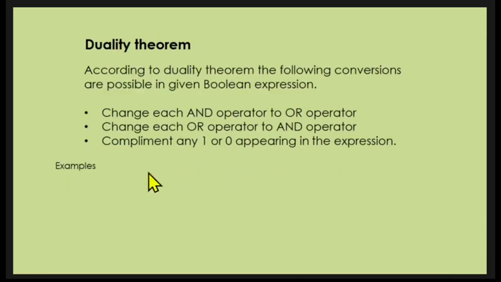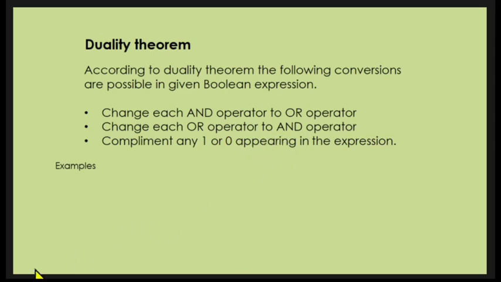One more part is there in Boolean algebra, and that is the duality theorem. According to the duality theorem, the following conversions are possible in a given Boolean expression. These conversions are taken simultaneously. Change each AND operator to OR operator, then change each OR operator to AND operator, and complement any 1 or 0 appearing in the expression. Then the resulting expression, that means the new expression, will also be a true identity.